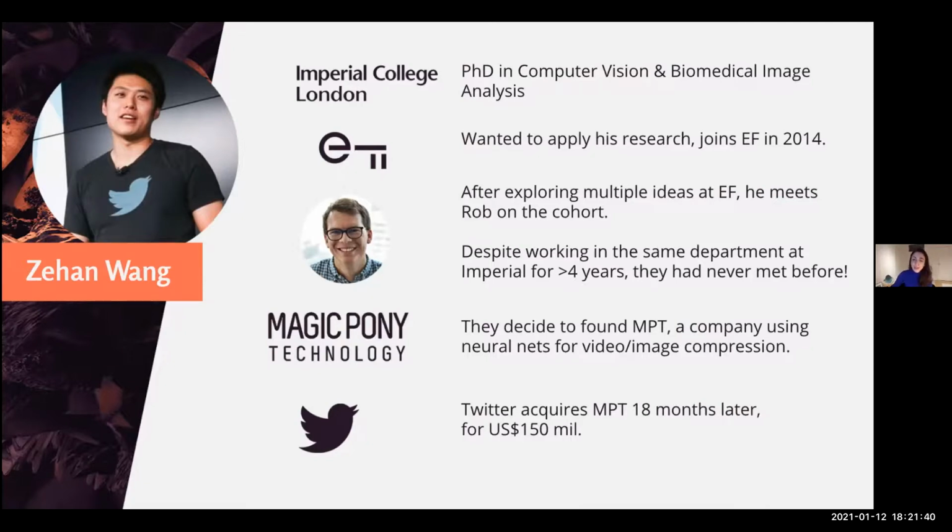And so Magic Pony is a video and image compression technology, which improves traditional compression pipeline in post and pre-processing. And so since Rob and Zeehan have exited, they have become avid investors in our global fund that we use to support our current portfolio.